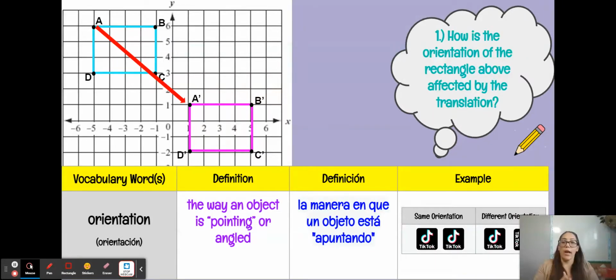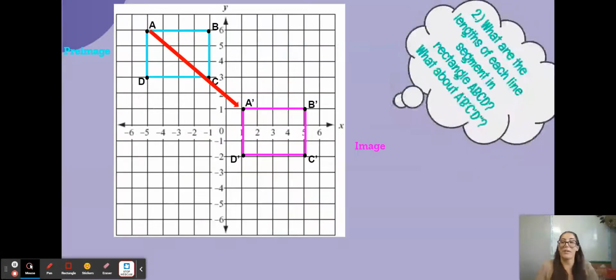Okay, so after this translation, after this slide, did I turn it at all? Did I turn or twist that rectangle at all, or did it maintain its orientation? Well, it maintained its orientation. If here's my rectangle and I just slid it down, I didn't turn it or twist it in any way. It just slid. So it's still facing the same way. Its orientation remains the same.